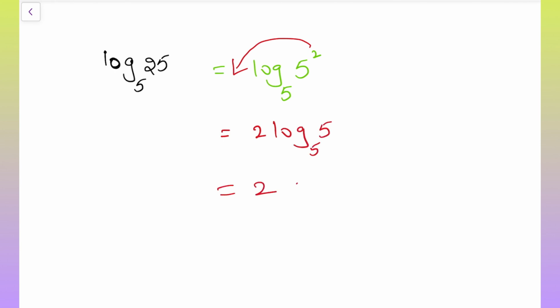This 2 as it is, into the value of log 5 base 5, which is 1. So 2 into 1 is 2. Not only log 5 base 5, any same number and base in a logarithm gives the answer 1. Log 10 base 10 is 1. Log 2 base 2 is 1. Log 7 base 7 is 1. Log 100 base 100 is 1.